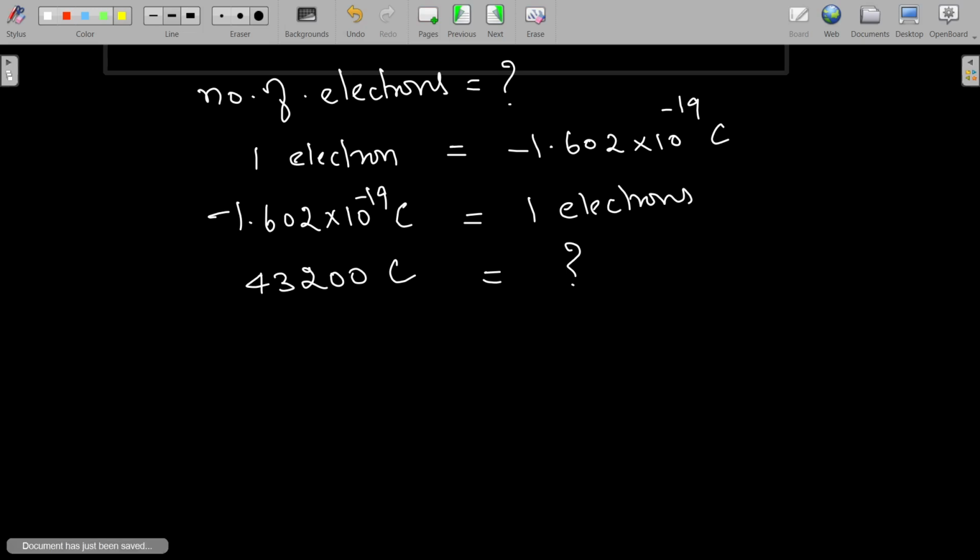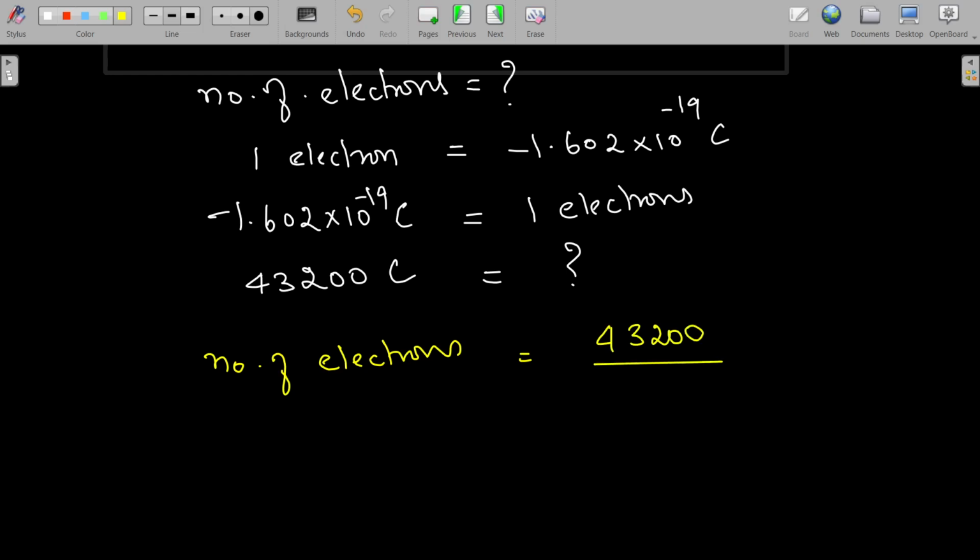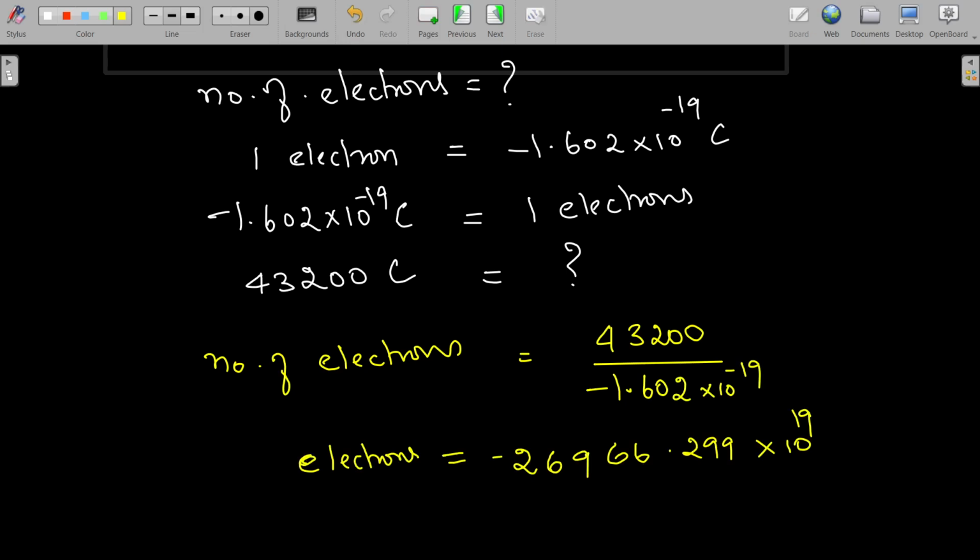We calculate the number of electrons as 43,200 divided by minus 1.602 into 10 power minus 19. So we get the number of electrons as minus 26,966.299 into 10 power 19. This many electrons we get. And the minus sign represents that the electron has negative charge.